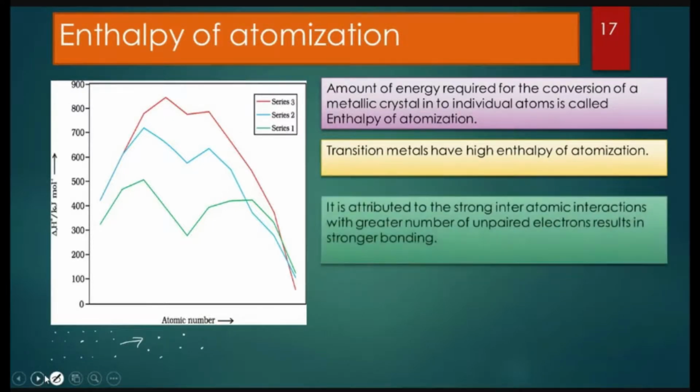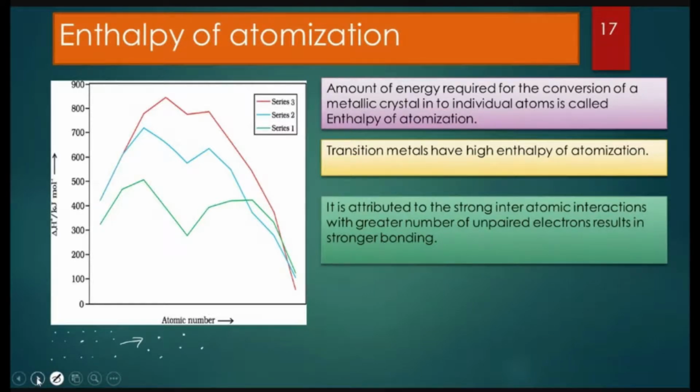It is attributed to the strong interatomic interactions, with a greater number of unpaired electrons resulting in stronger bonding. What does it mean? It means that if the metal atoms offer a larger number of unpaired electrons, that leads to strong interatomic interaction. That means the bond which exists between the metal atoms becomes more and more stronger. That is why if we want to break a metallic crystal into its individual atoms, then definitely we have to supply a large amount of energy.